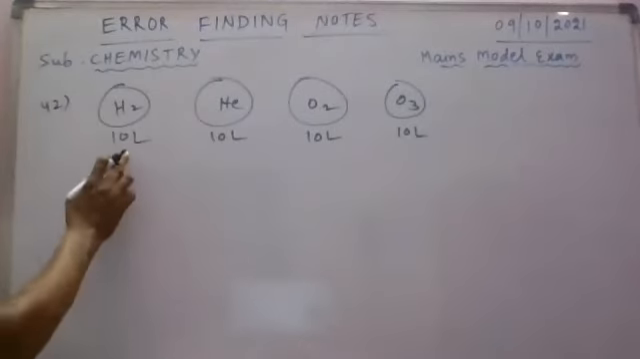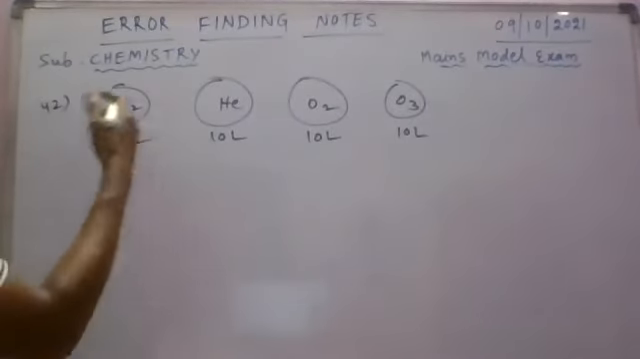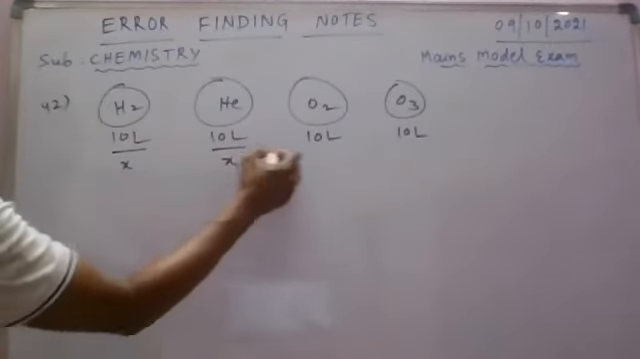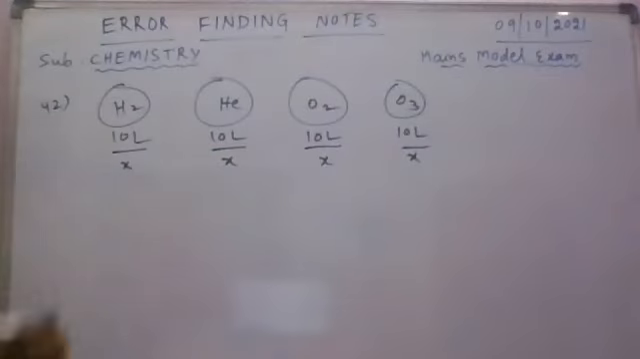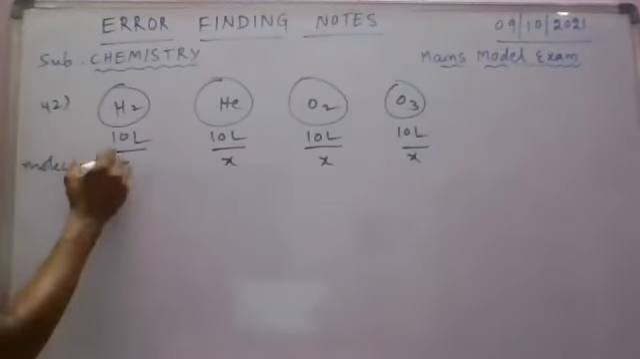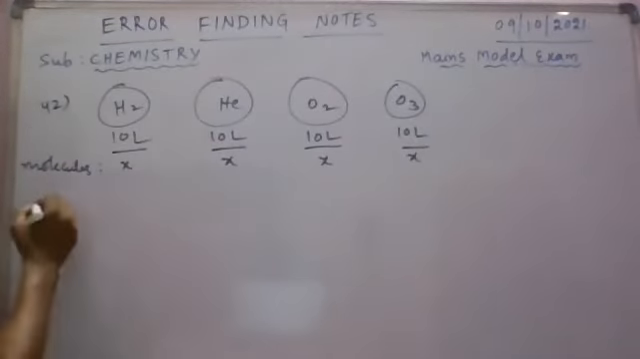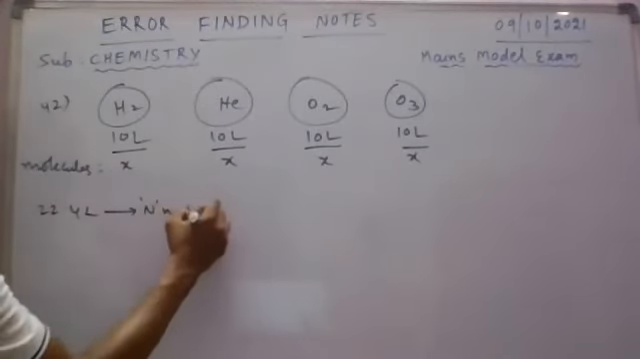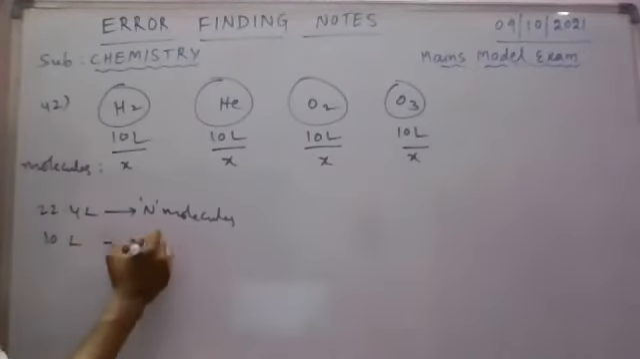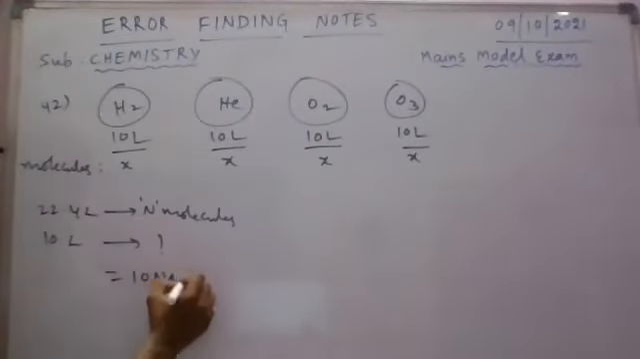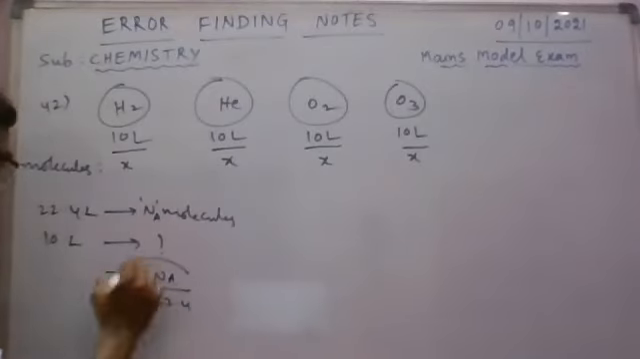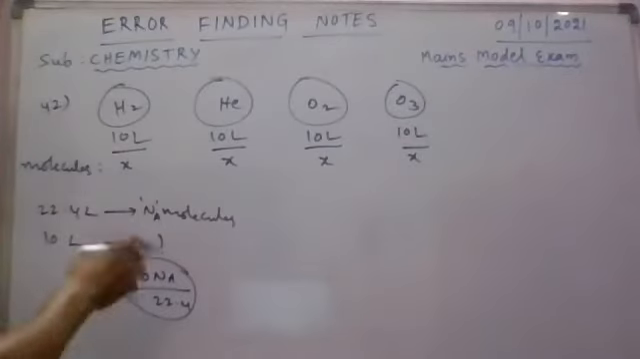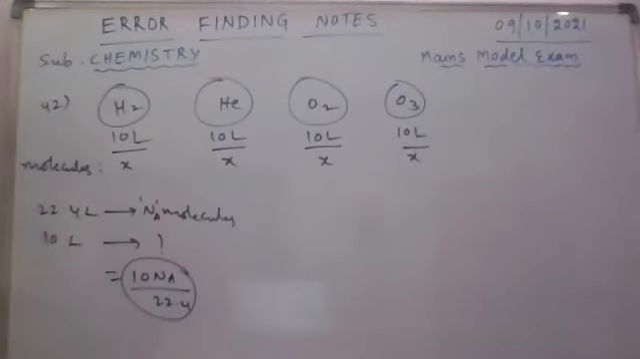Look at this: 22.4 liters of any gas at STP contains Avogadro number of molecules. Consider this as X molecules. Obviously this is X, this is also X, this is also X. Now 22.4 liters occupy Avogadro number of molecules, so 10 liters contain how many molecules? 10 into Avogadro number by 22.4. Consider this as X.